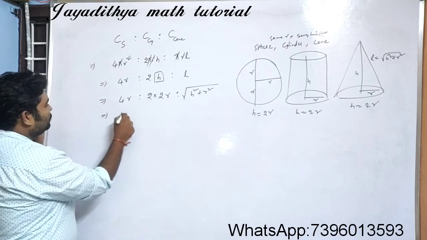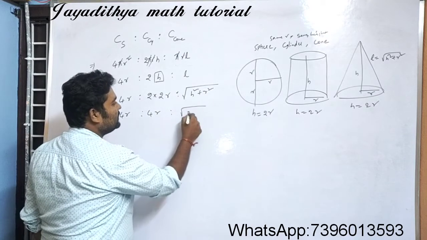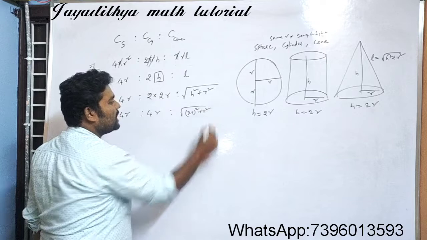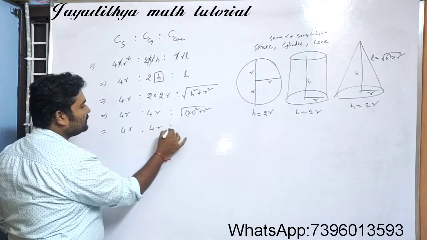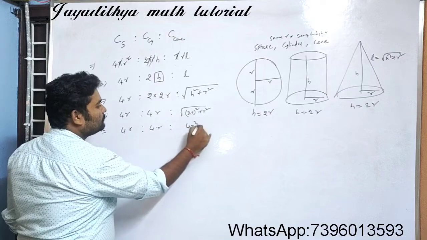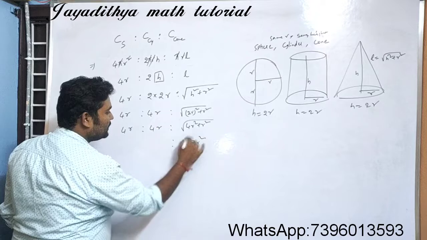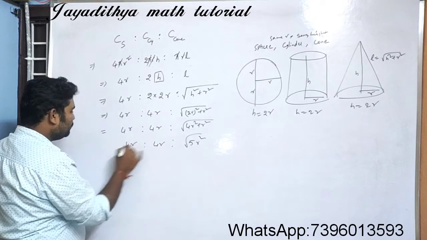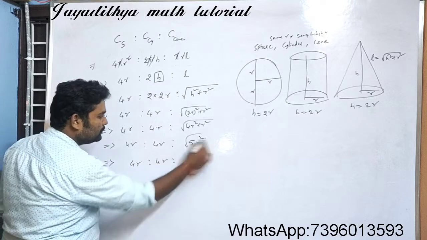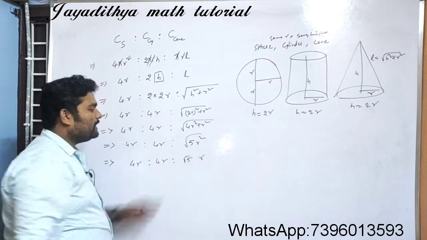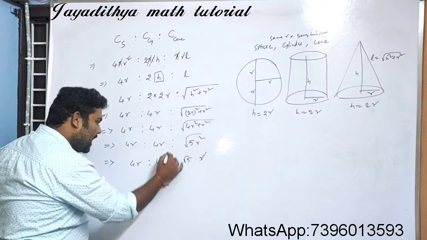So this is equals to 4r is to 4r is to root over h square, that is 2r whole square, plus r square. This is equals to 4r is to 4r is to, this will be 4r square plus r square under root. This is equals to 5r square under root. This will be 4r. This is also 4r. So 4r is to 4r is to, this will be root 5 into r. When r square comes out of the root, it will be simply r.